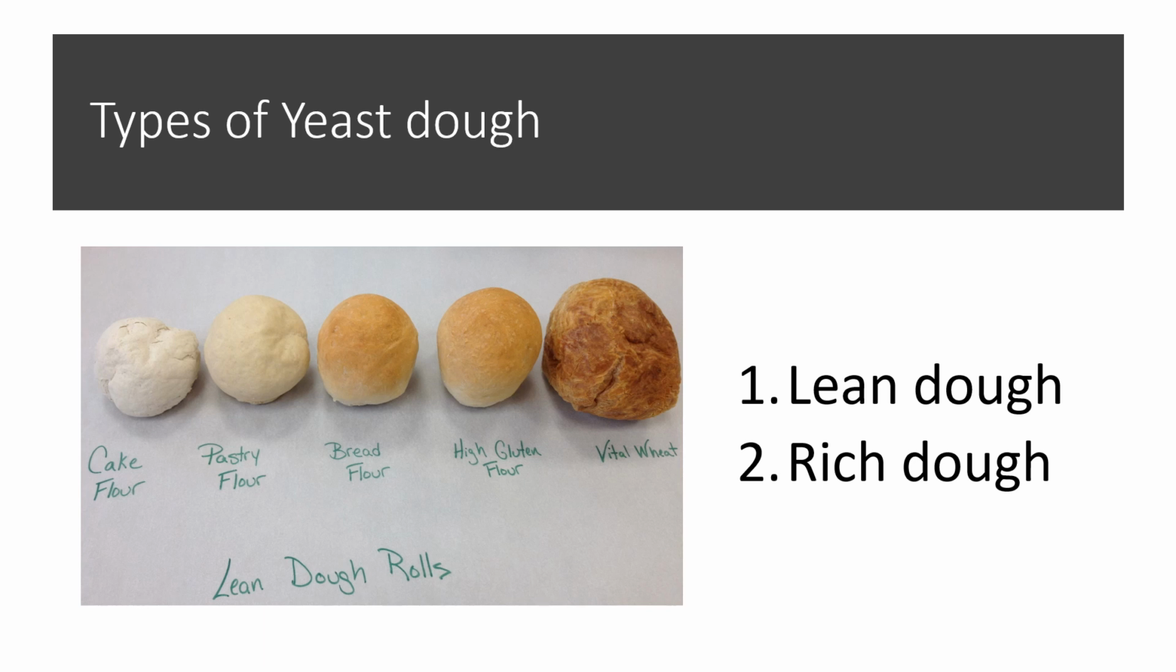So pag sinabi nating lean dough, it is a dough. Pag sinabing dough, ito ay flour mixture that is low in fat and sugar and it used to make hard crust bread such as rolls like French and Italian breads and pizza crust. How about a rich dough?